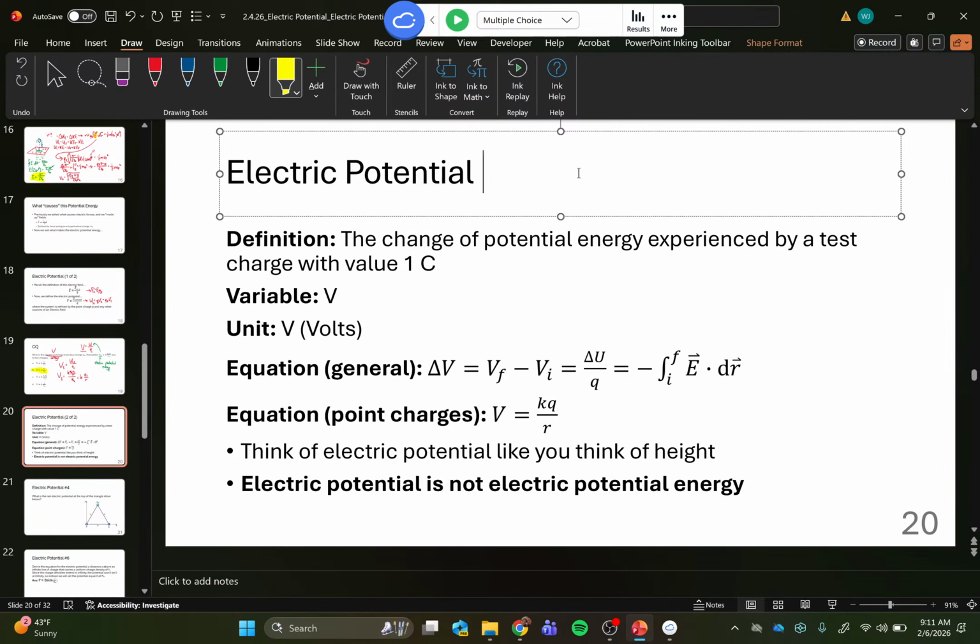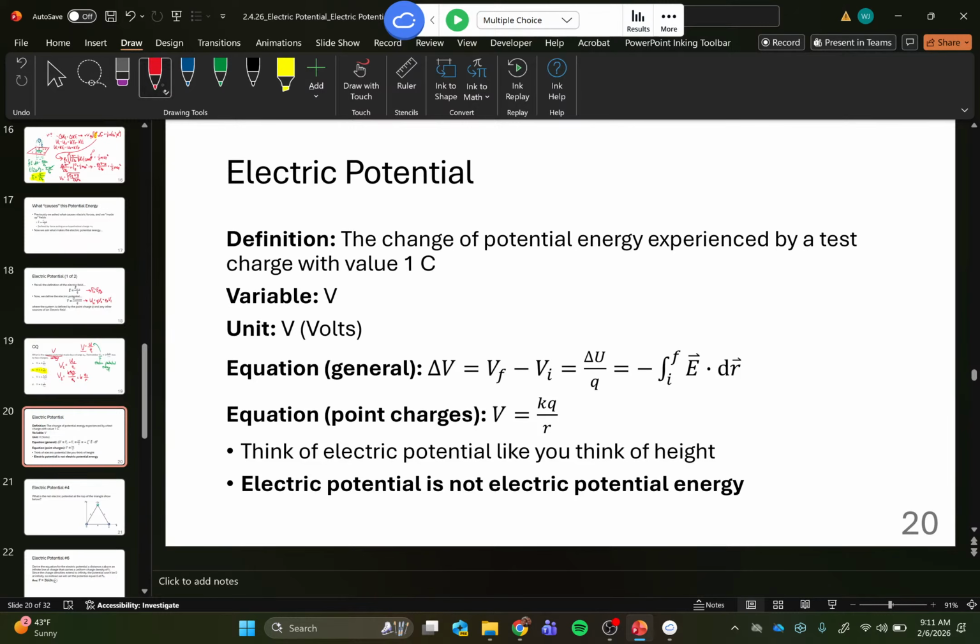So the electric potential is the change in potential energy experienced by a test charge. So it is kQ over r. You just derived that. That one you're cool with. This expression here, I'll clarify. This one's going to be really easy to derive.